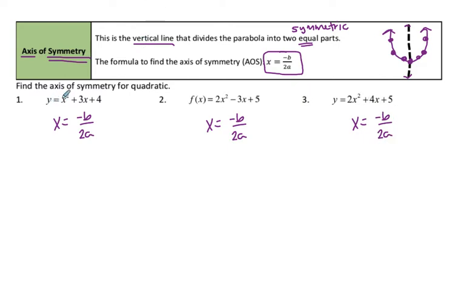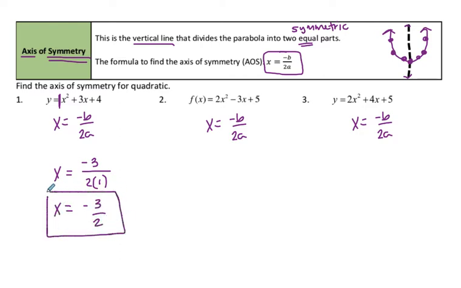In this case, we have an A that's 1, and we have a B that's 3. So I'm going to sub in opposite of B, which is negative 3, over 2 times 1. When I put this in my calculator, I get x equals negative 3 over 2. All right, we'll start talking about what this line looks like on the graph, but right now we need to know how to calculate it.